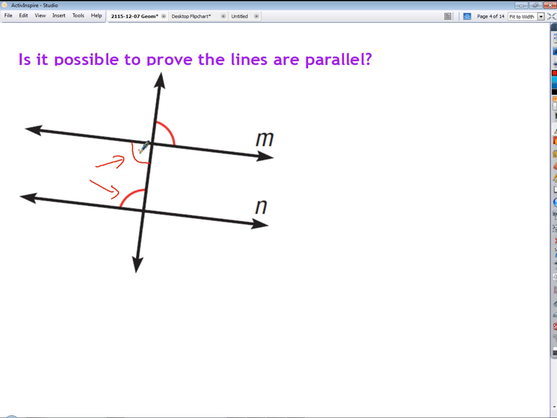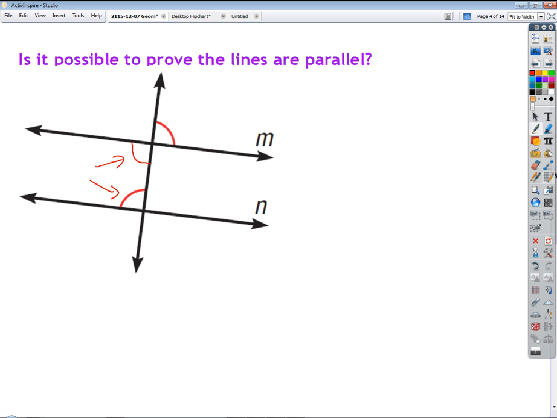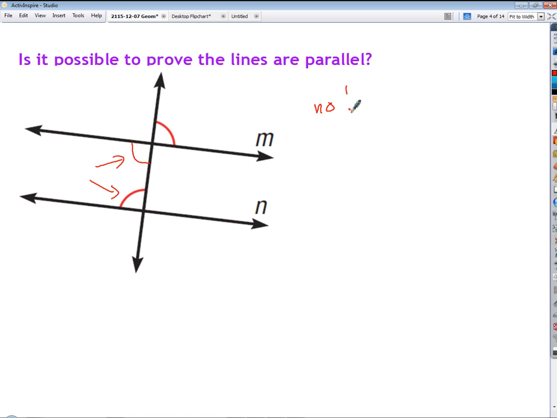Okay, does that make sense? So the answer to this one would be no, we can't. It didn't show us that those two angles were supplementary.